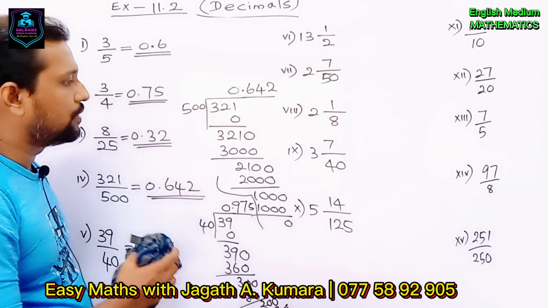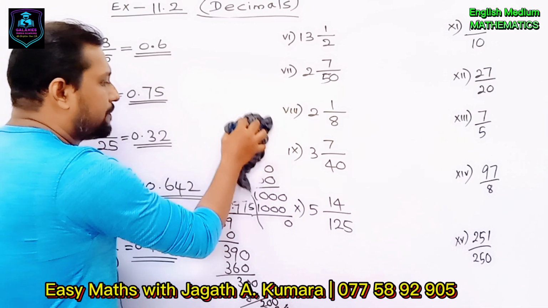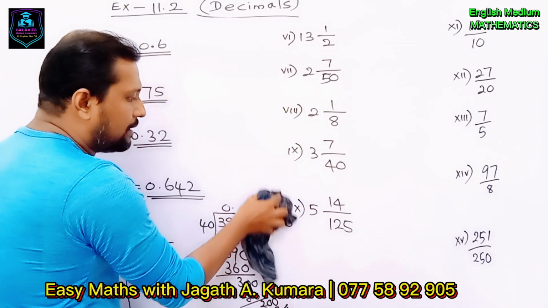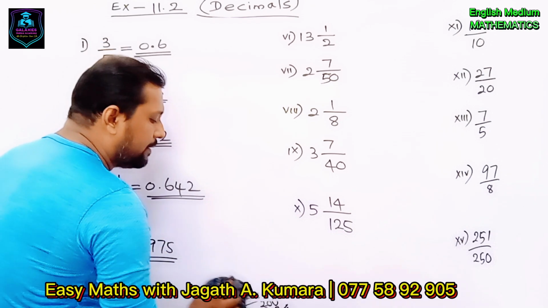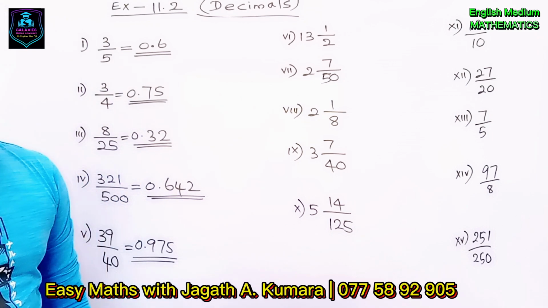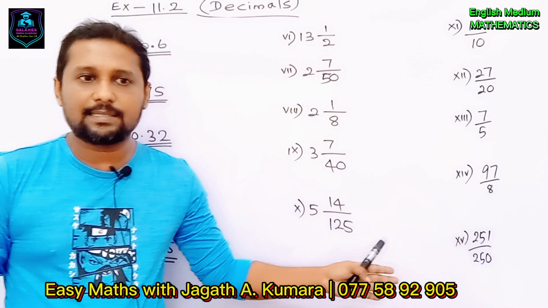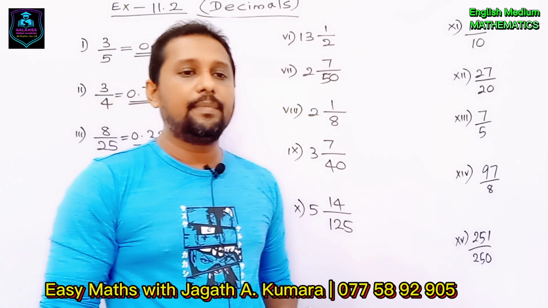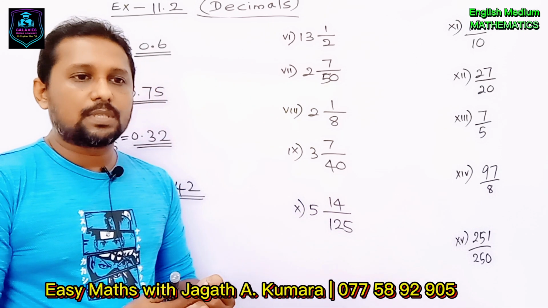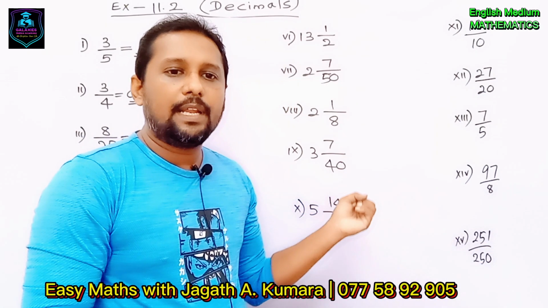Right, let's get the answers for the next 5 parts. What is the other method? The other method means you can convert the denominator into a power of 10. We also discussed this in exercise 11.1. Power of 10 means 10, 100, 1000, 10,000. Like that, you can convert the denominator of the fraction.